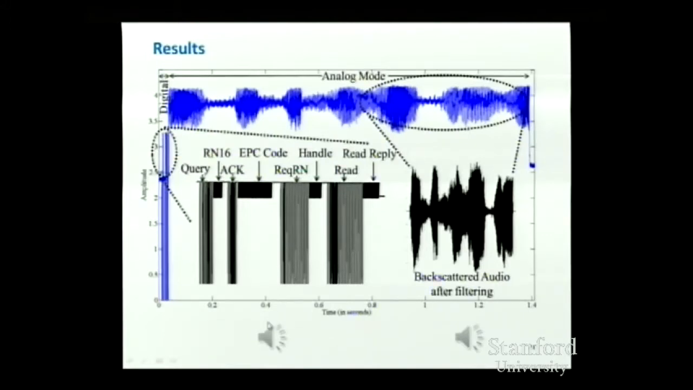And now I'm going to play you two samples. The first was from a distance of 0.7 meters. So the microphone and the WISP is here. The reader is less than a meter away. Okay, here comes the audio.